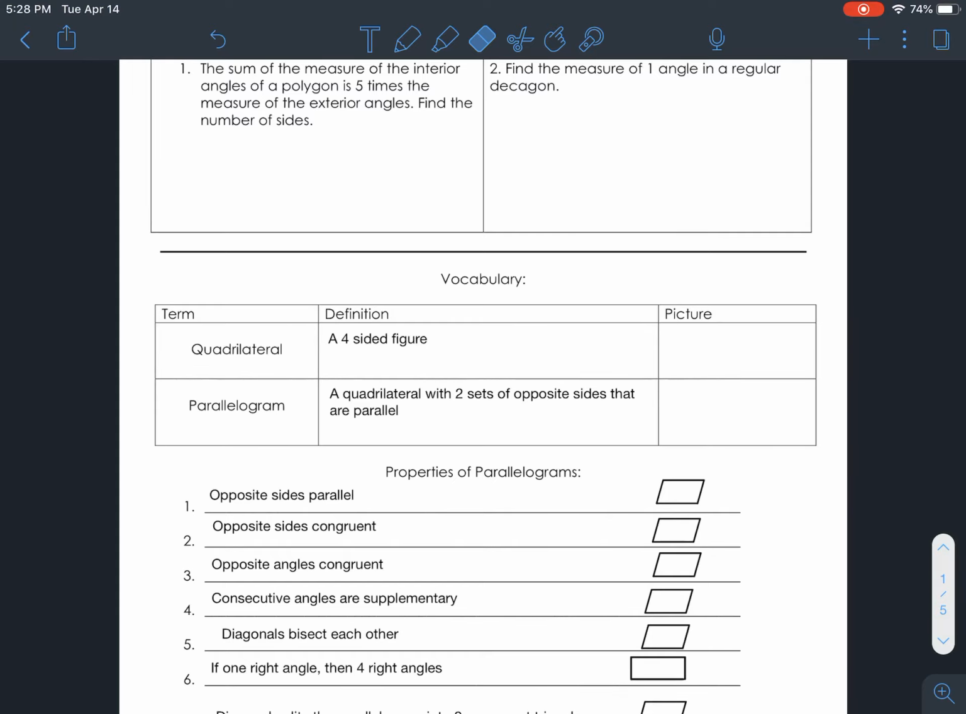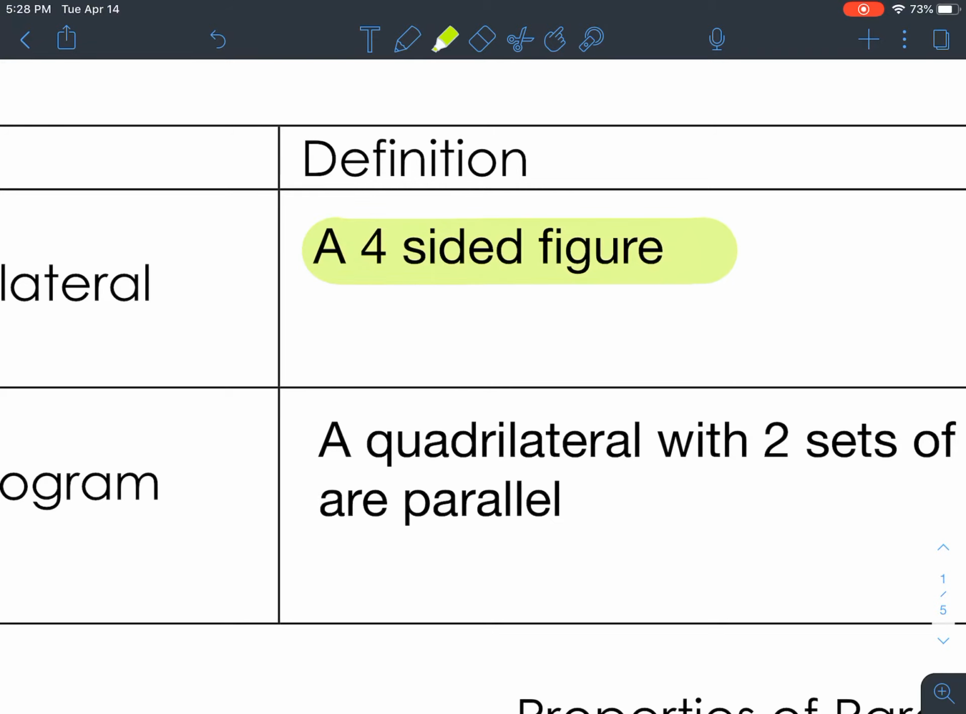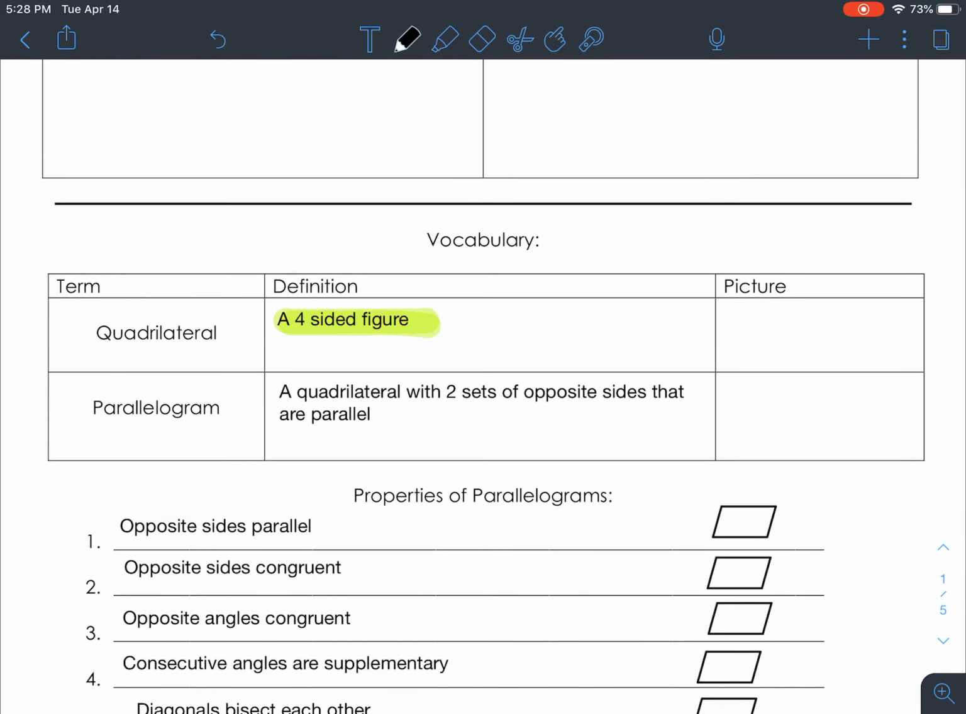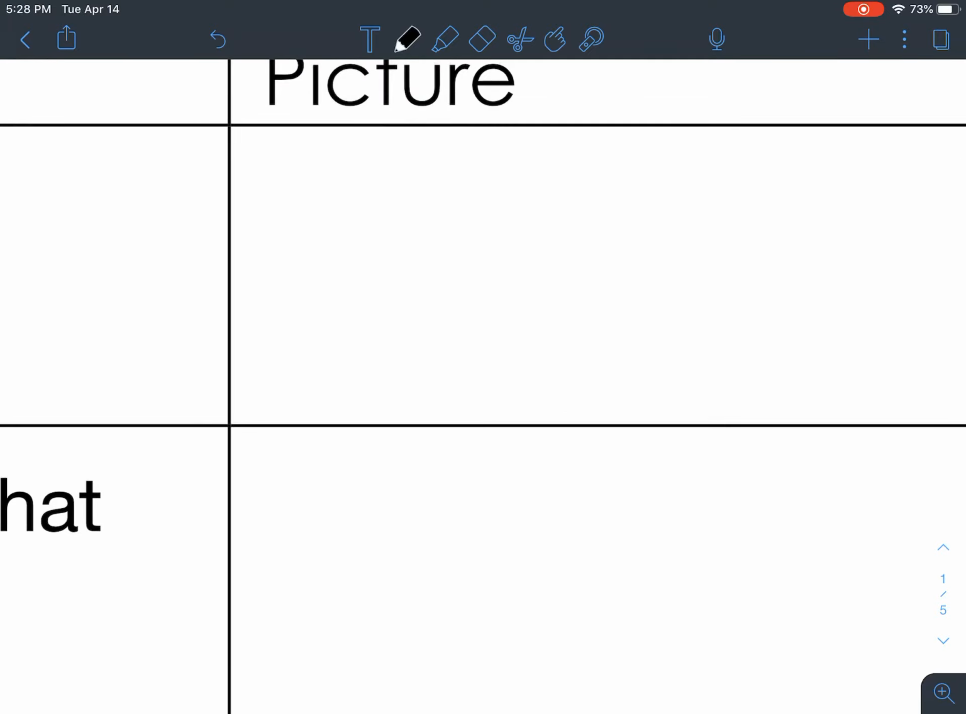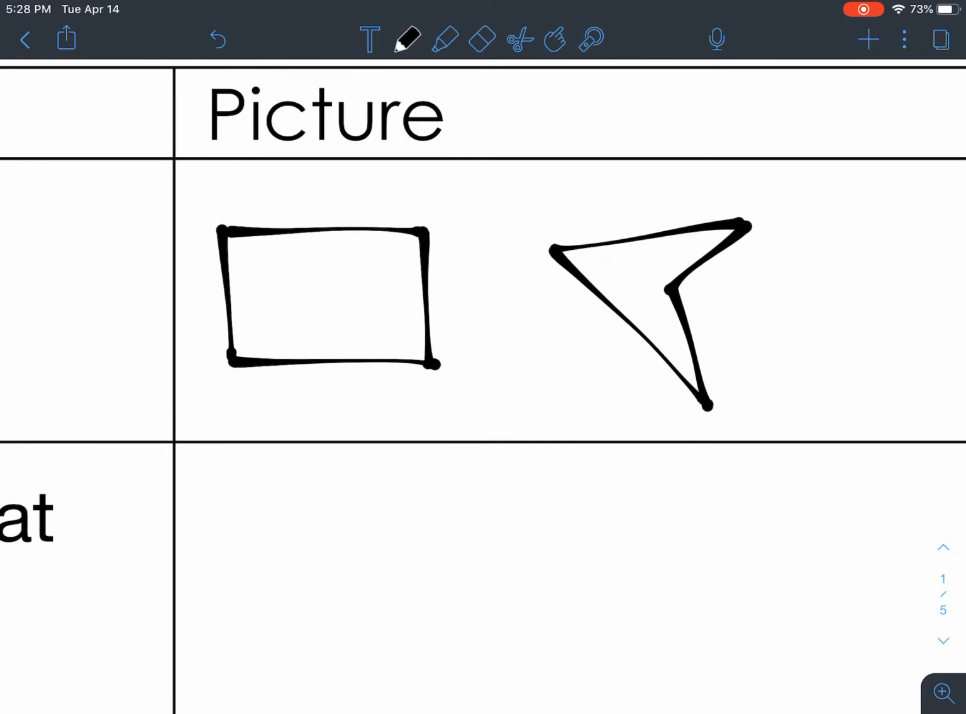So that starts off with our first vocab term, which is a quadrilateral. I already have mine written out, but a quadrilateral is simply a four-sided figure. Just like there are triangles and then specific types of triangles, the quadrilateral is just the basic four-sided figure. It could look like a rectangle if we wanted to, or we could make it concave, where it's kind of jutting in. That's not a great picture because it's not closed in, but these are both quadrilaterals. This first one is convex, and this one is concave.